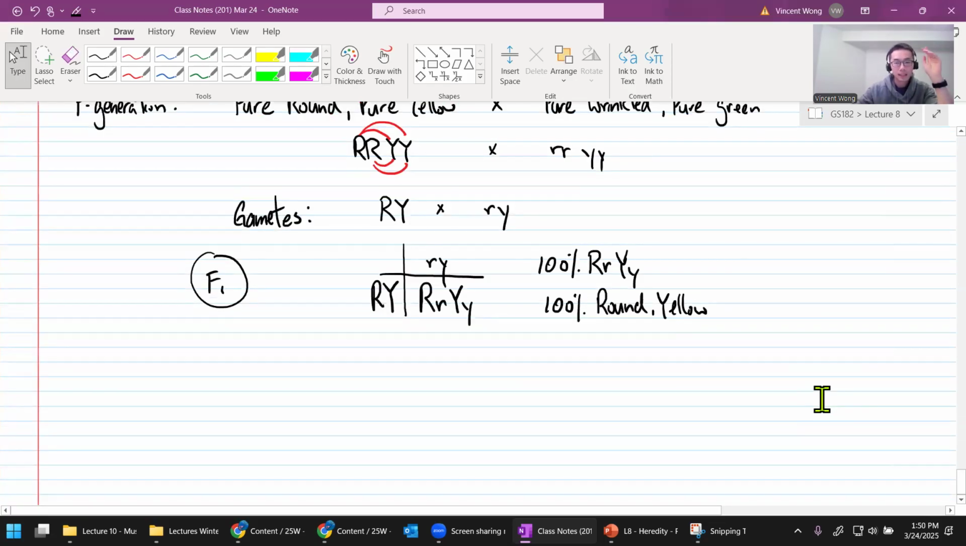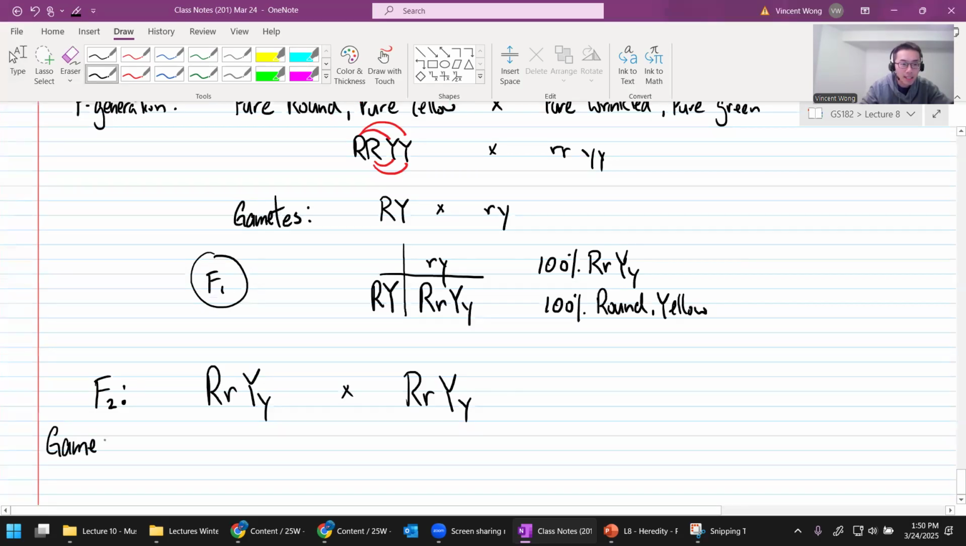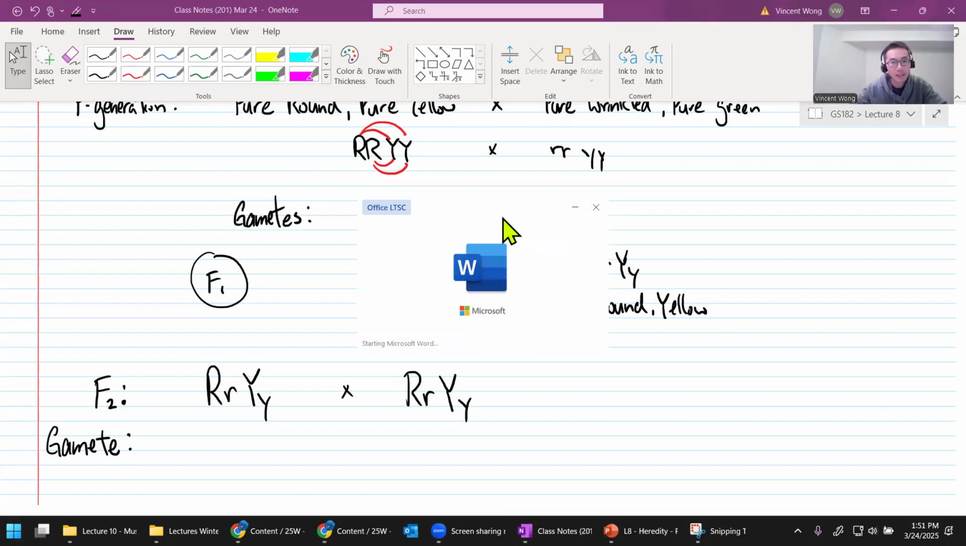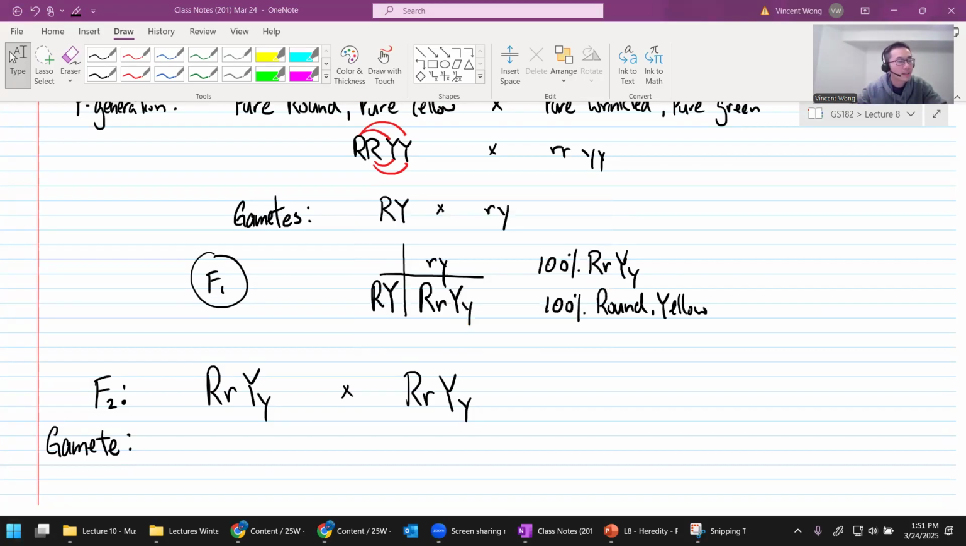Okay, next, this is where it's going to get complicated. I was going to say interesting, but no, it's not interesting. It's complicated. There's F2. F2 means you're going to take 2 individuals from F1 and cross them. So we're going to have big R, small r, big Y, small y, crossed with the same thing. I'm going to give you a moment to write out the gametes, and then I'm going to do something on the side here. Just write out the gametes first, and let me know.